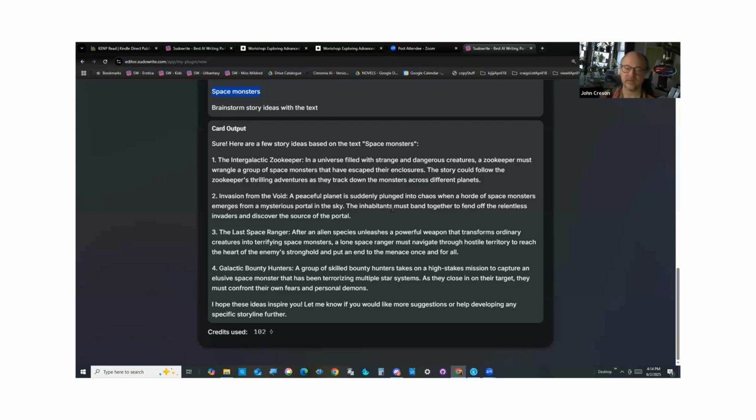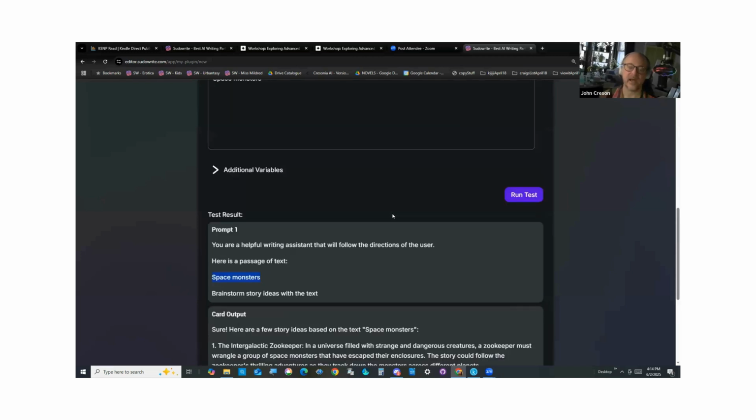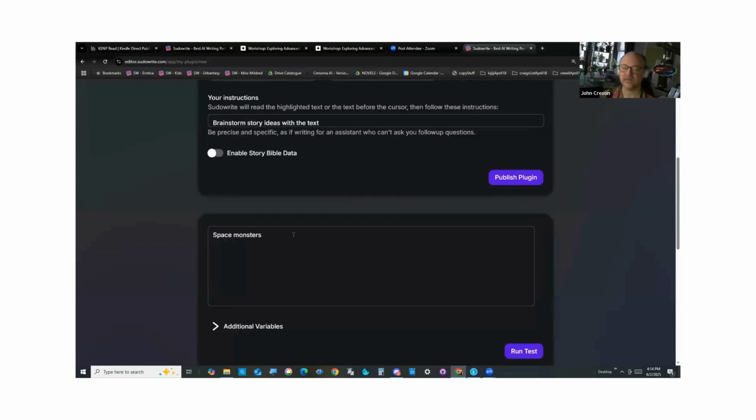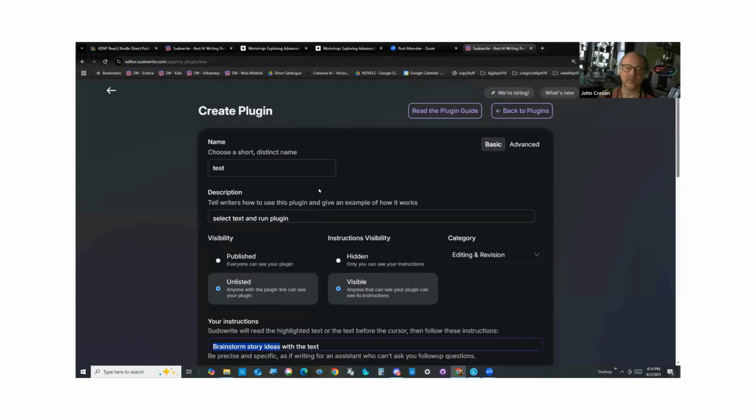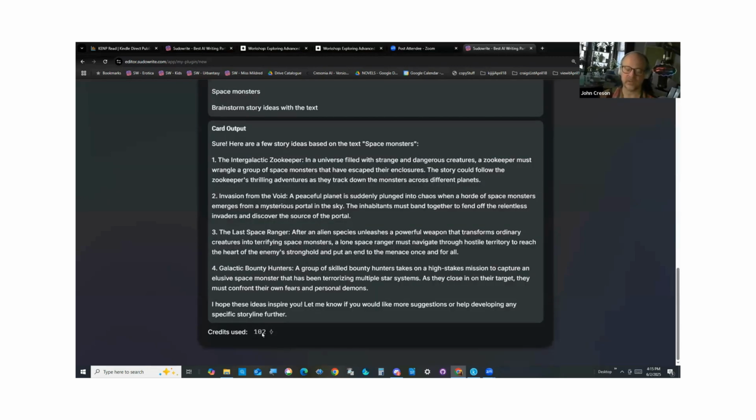And so a plugin like this might be fun to have around so that you can just select some text and ask it to brainstorm story ideas with the bit of text that you selected. So I might call that one brainstorm story ideas with by itself. Does this use any credit, John? It doesn't use credits when you're testing, but it will use something like 102 credits to do this amount of work.